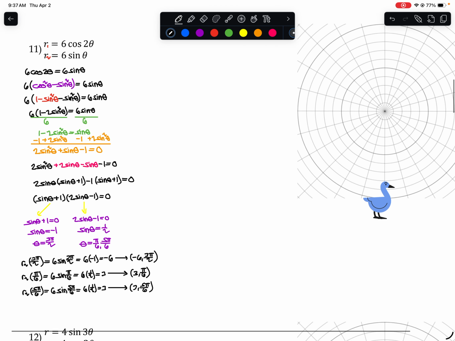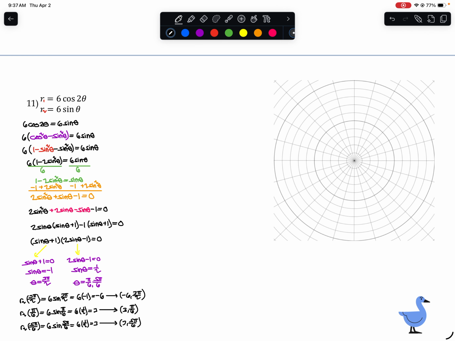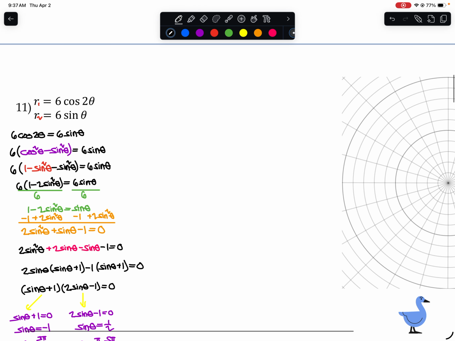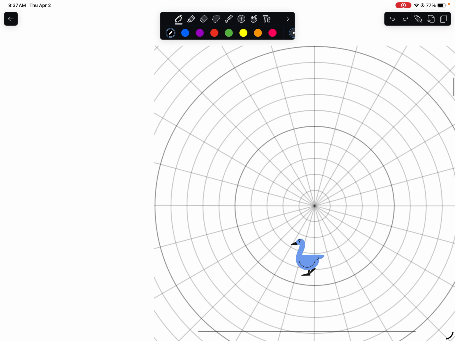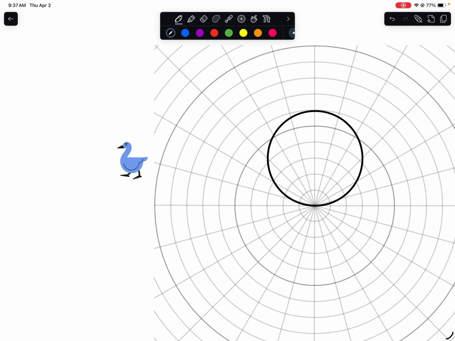Okay, so we have those 3 points, but I do want to go ahead and graph these equations just to make sure that I've accounted for all my points. So over here, I'm going to do this quickly, but hopefully it'll still be informative. So I'm actually going to start with the vertical circle. That's just going to be a circle with a diameter of 6 going upwards. So starting at the pole and then going up to the 6th concentric circle.